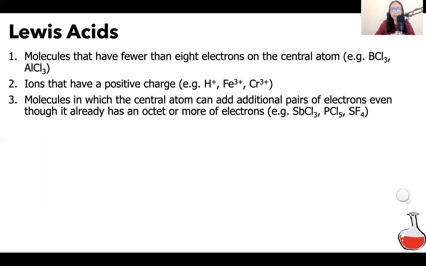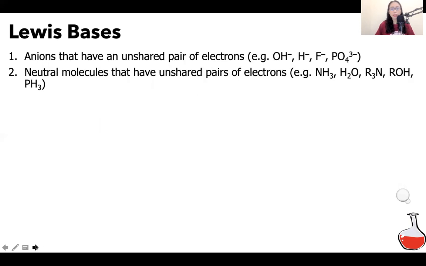Examples are your tin, phosphorus, and sulfur central atoms, because these atoms can use their d orbitals to accommodate more electrons, more than the required octet. Meanwhile, your Lewis bases can be anions that have an unshared pair of electrons, like your hydroxide ion, hydride ion, fluoride, and phosphate ions. Or they can be neutral molecules that possess unshared or lone pairs of electrons, such as ammonia, water, and others.